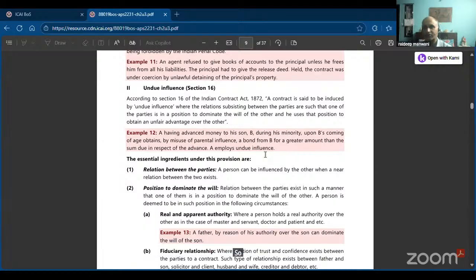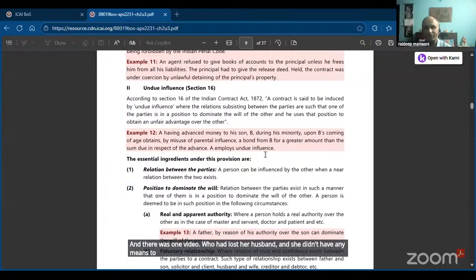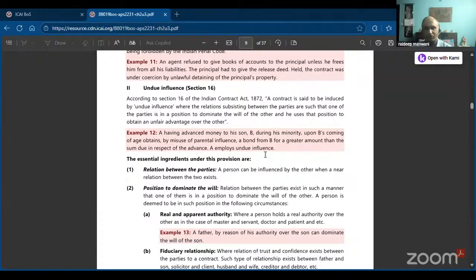Swaminathan. And there was one widow who had lost her husband and she didn't have any means to survive. Her name was Rani Annapurni Devi. Look at the irony. Her name is Rani, which is queen, Annapurni, which means she has all the food in Annapurna.